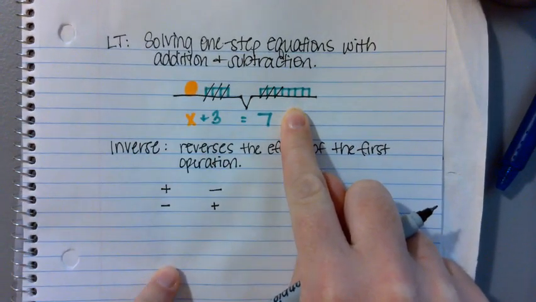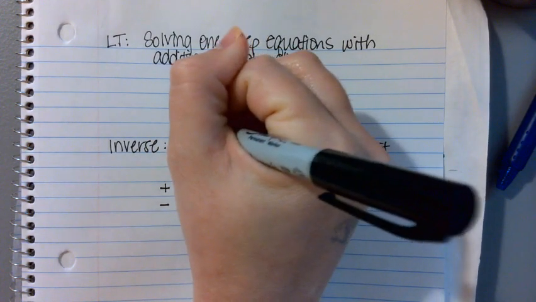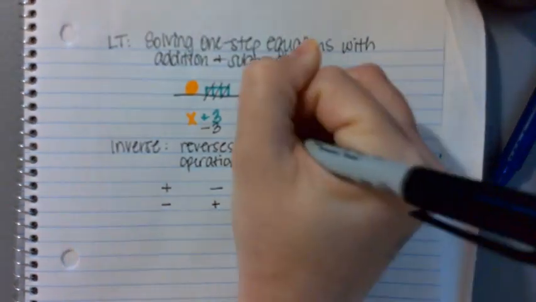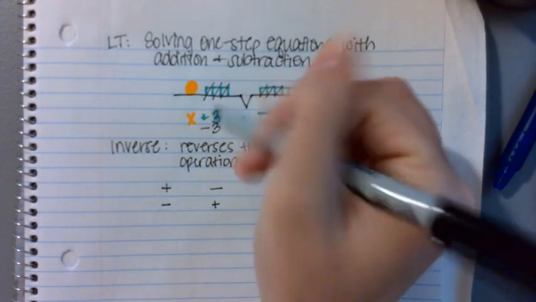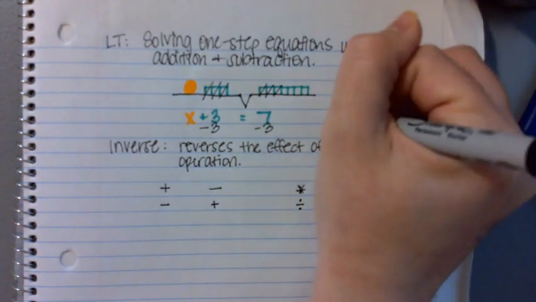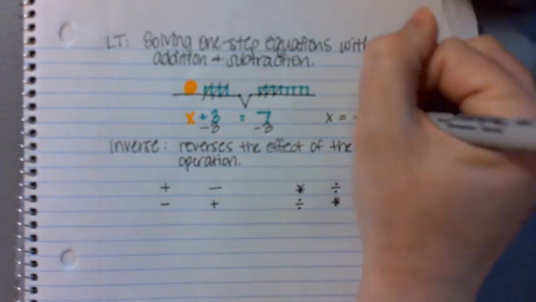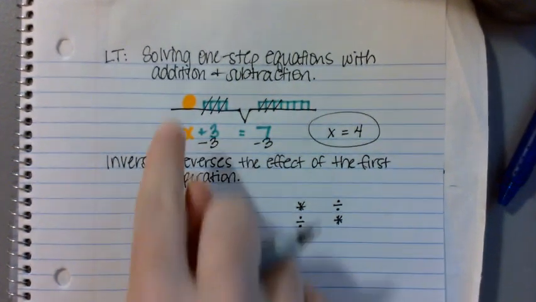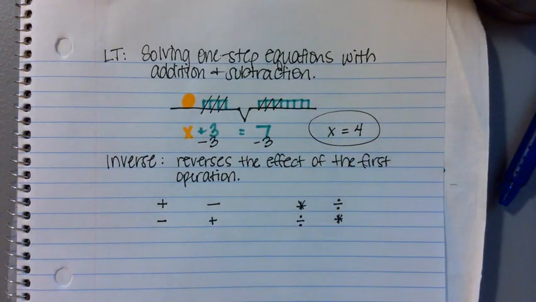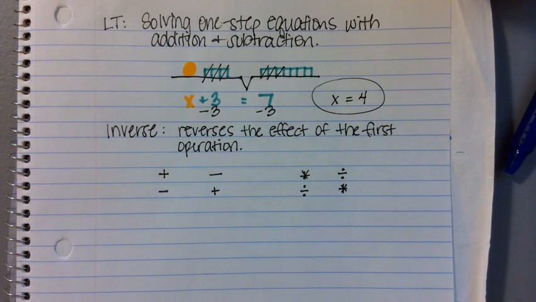So I took 3 off over here, I'm going to take 3 off over here. And what that looks like in mathematical terms would be to subtract 3 here and subtract 3 here. And we know if we add 3 and then subtract 3, we're just left with X. So that's on one side of the equation. And then if I take 7 and I subtract 3, I'm left with 4. So X equals 4 in this case, or the orange ball equals 4 pounds. Okay, so let's do a few examples here with solving one-step equations with addition and subtraction.